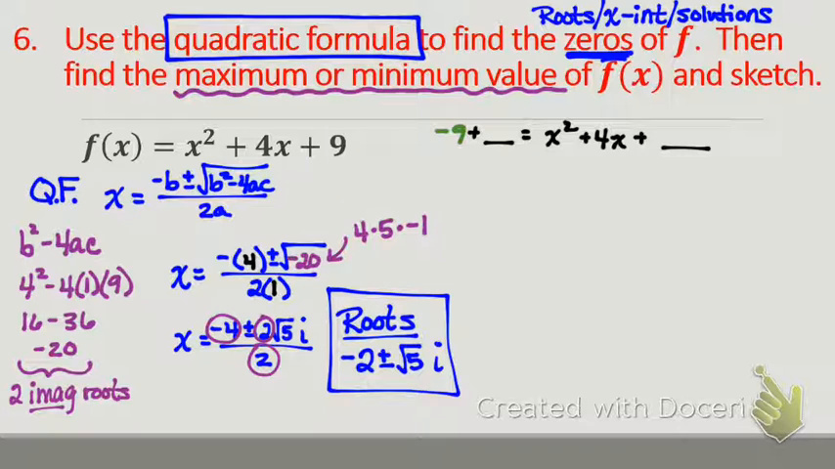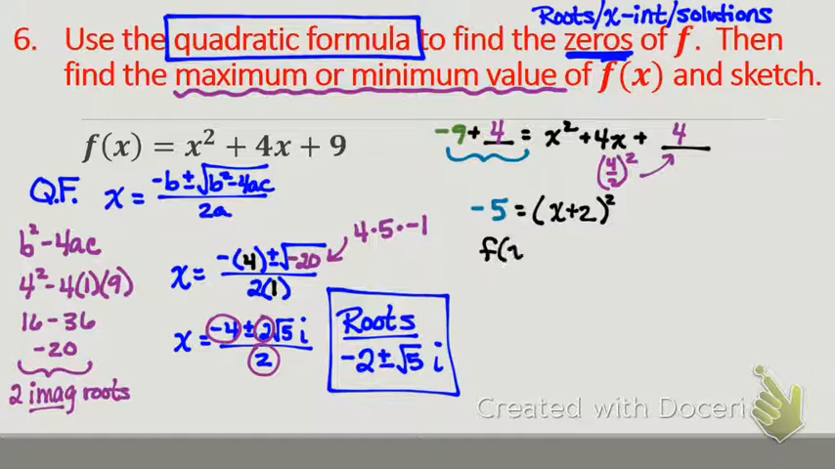Yep. So what do I need on my line? 4, because I do 4 divided by 2 squared. So 4 here and 4 here. So this is going to be -5 equals, how does this side factor? x plus 2 squared. So what is my vertex form then?